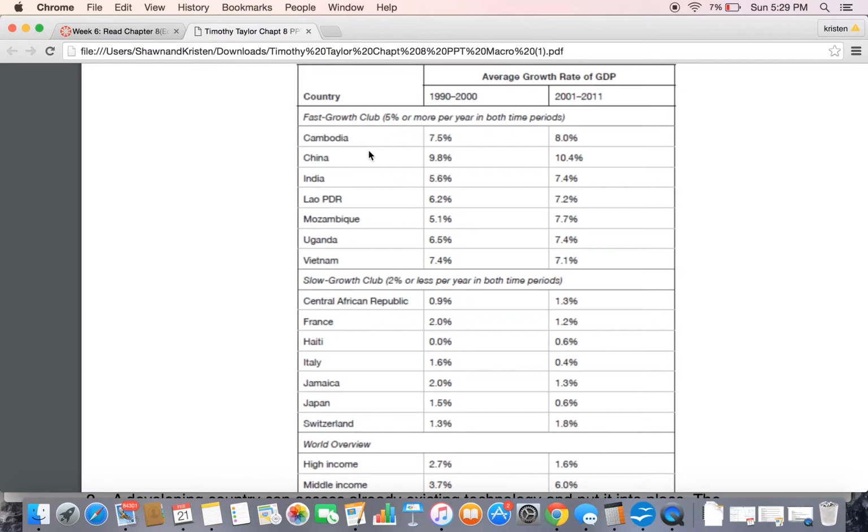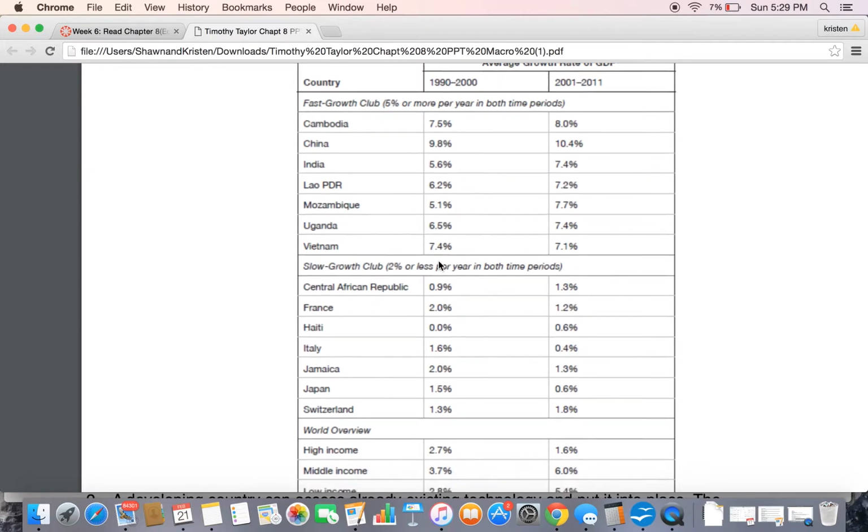In the fast growth, these tend to be low to middle income, so per capita GDP being somewhere in the middle to low range. These types of countries are experiencing very rapid economic growth. China, for example, India, Vietnam, all countries that you're probably very aware of economically. We're importing a lot from China and from India and from Vietnam in particular.